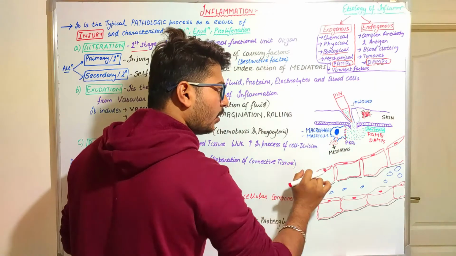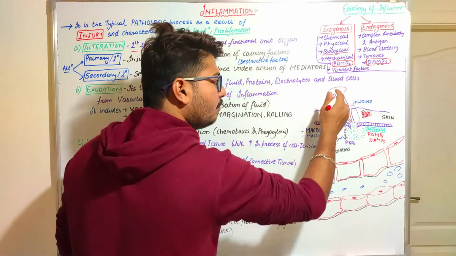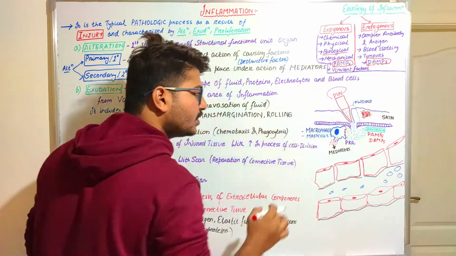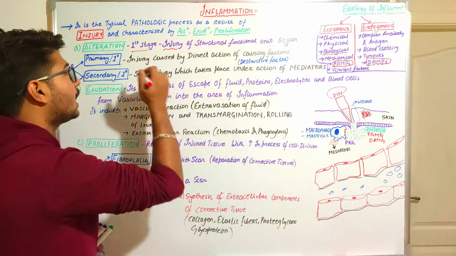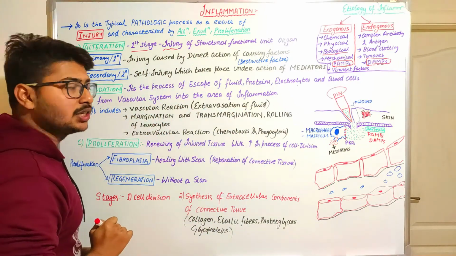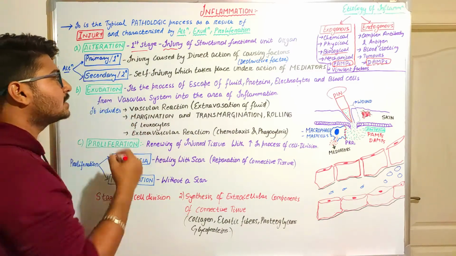This is the skin. Skin is the largest organ of our body. So if a pin affects or damages the superficial layer of the skin, then we will call it primary alteration. This alteration is divided into two types: primary and secondary.